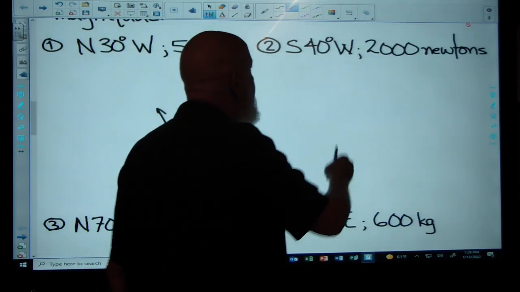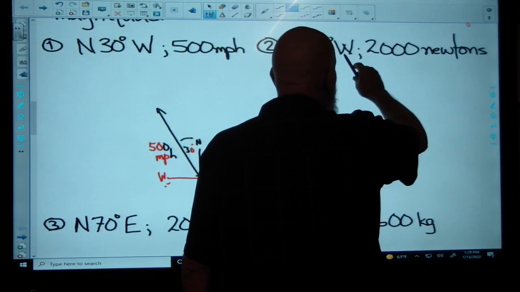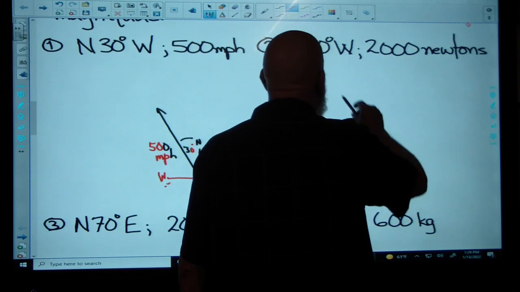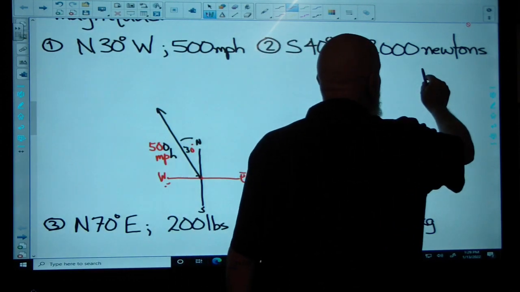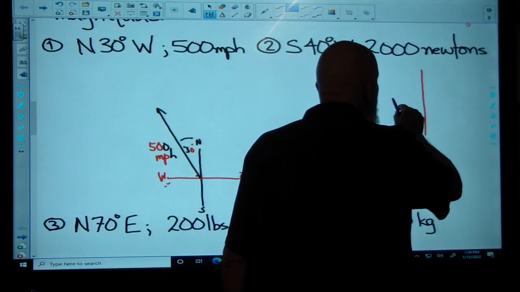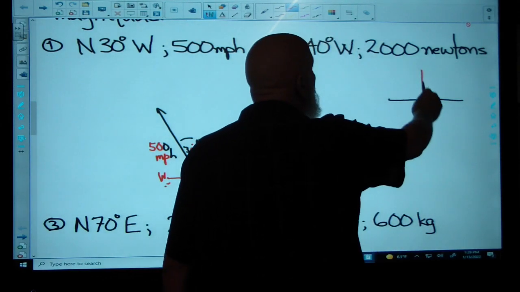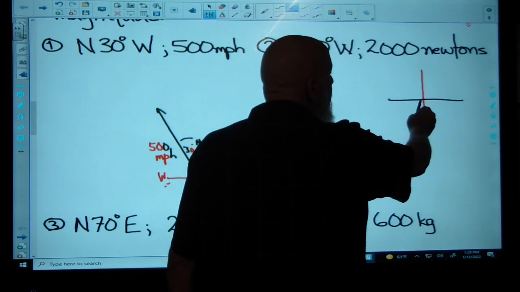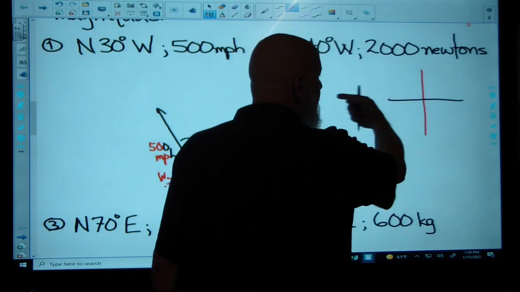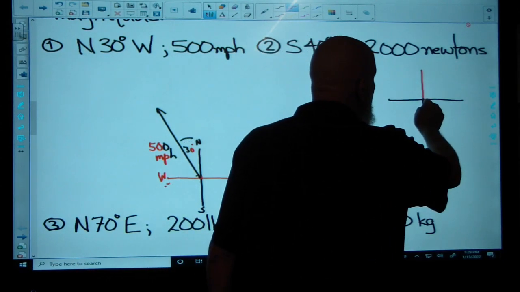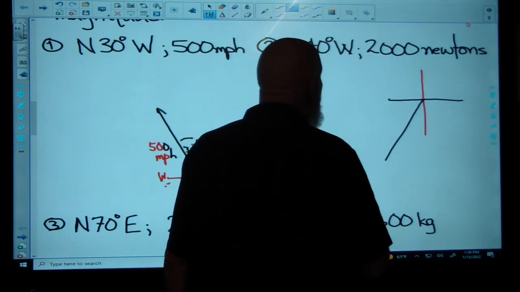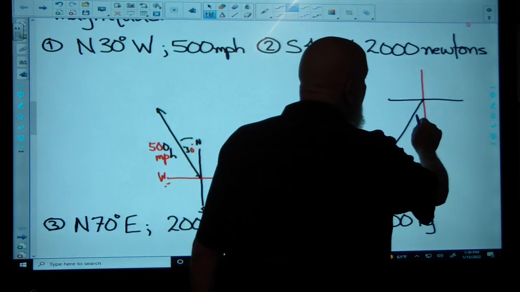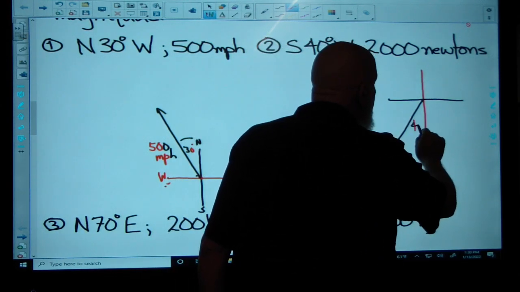Let's take a look at this one. South 40 degrees west, 2,000 newtons. Well, since I'm going to be moving south, I'll put my north, south, east, west here. And I'm going to go south 40 degrees to the west. West is this way, okay? So that'd be about like this. And this angle right here would be 40 degrees.